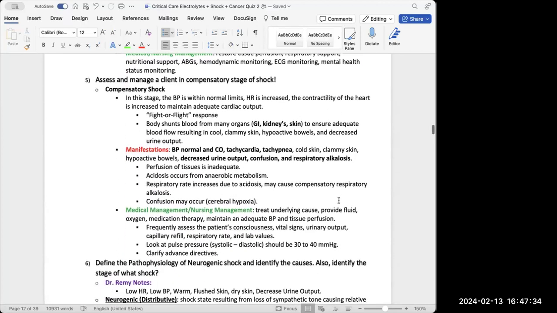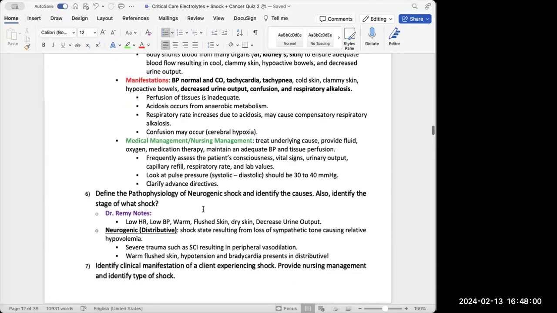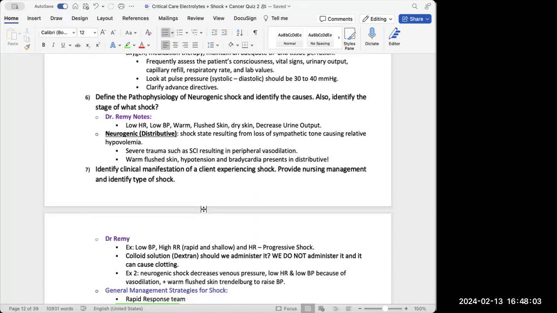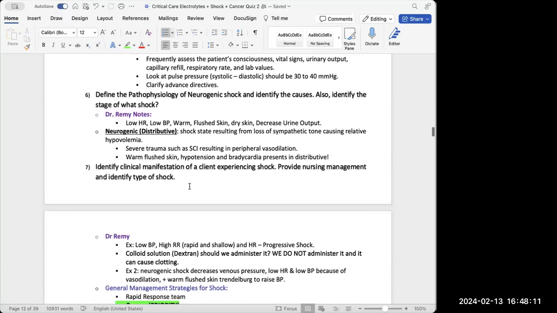For compensatory shock, it'll be normal blood pressure, normal cardiac output, tachycardia, tachypnea, decreased urine output, confusion, respiratory alkalosis. And we said if I see cool and clammy skin for all of these stages, I will pick it. If it's talking about compensatory, progressive, or irreversible, and we're asked to pick the manifestations, I will pick cool and clammy because it relates to that lack of perfusion. And for irreversible, if we see mechanical ventilation or worsened acidosis in the question, we know that relates to irreversible shock.